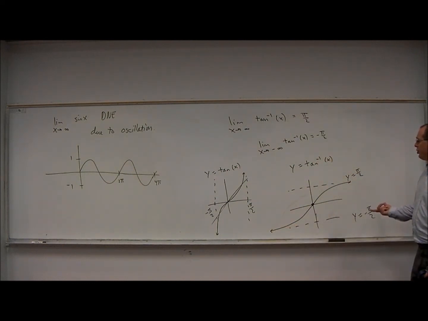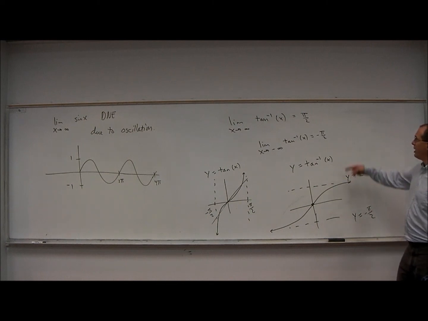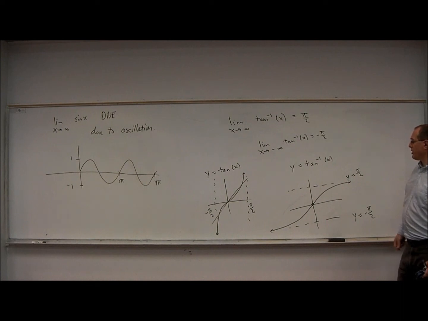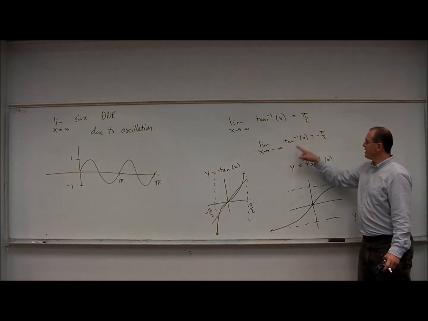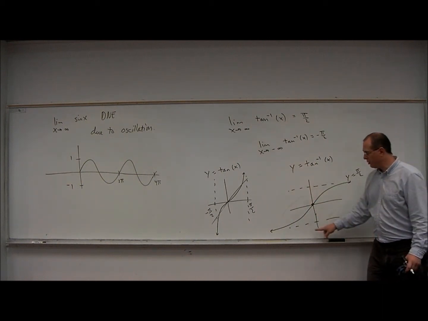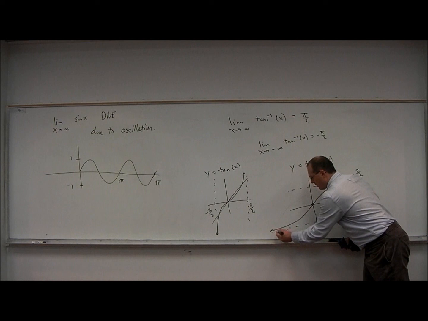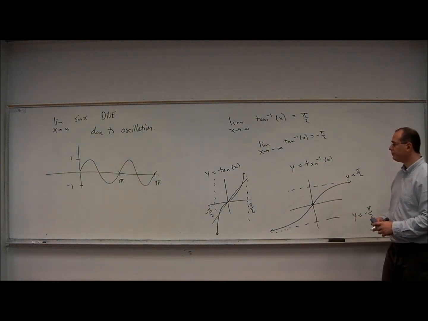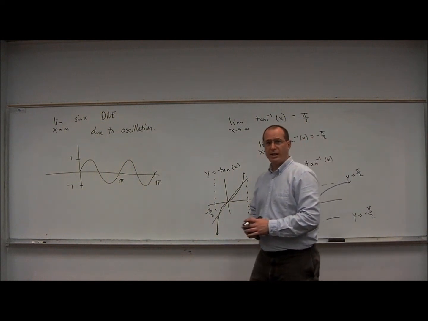So we see there are two different horizontal asymptotes. On the right end, the line y equals pi over 2 is a horizontal asymptote. That's on this end. And on the left end, as x goes to minus infinity, the line y equals minus pi over 2 is a horizontal asymptote. So there are two different horizontal asymptotes. So that's an interesting example of limits at infinity.